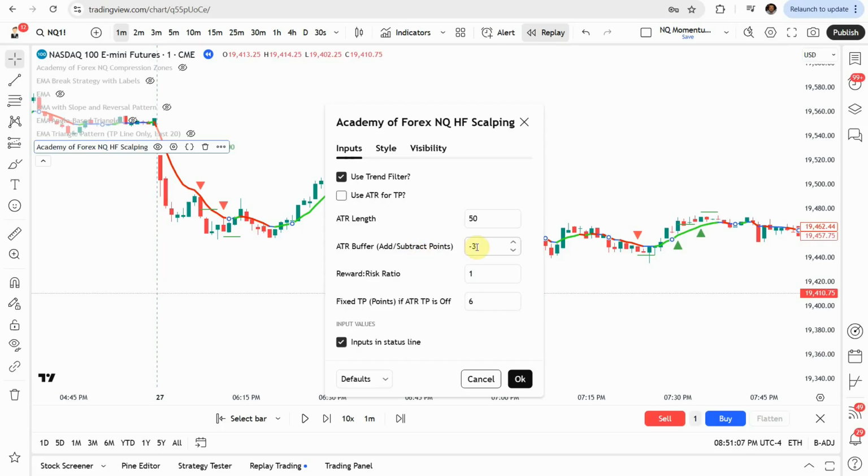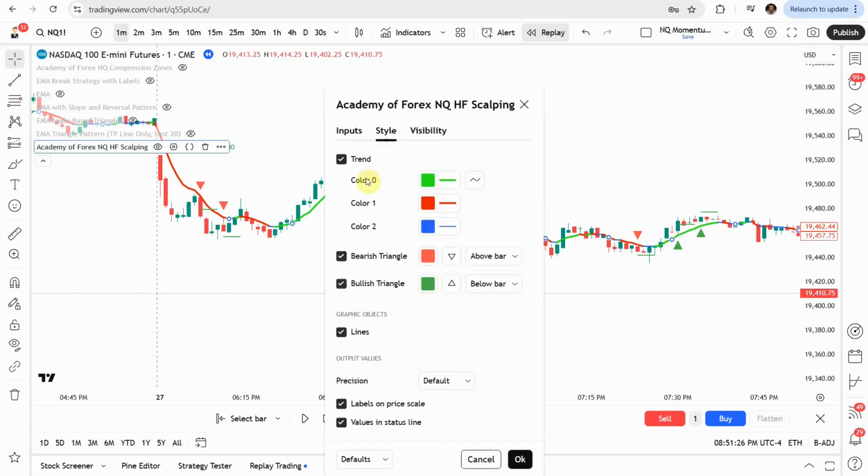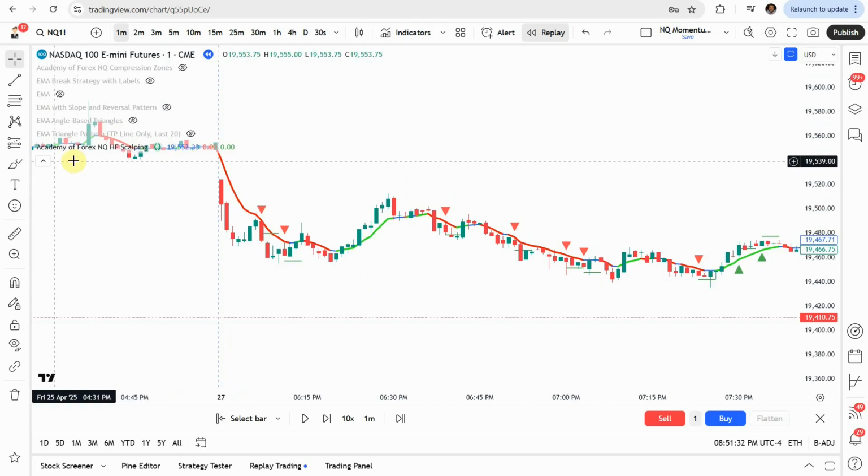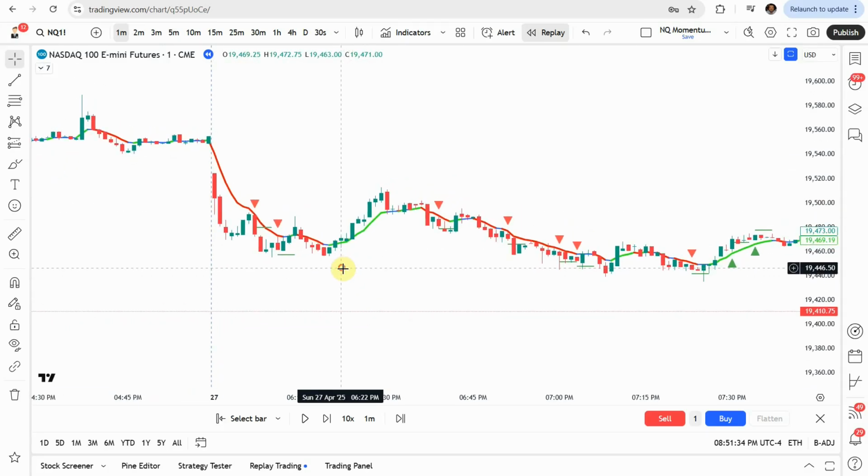But sometimes even with the 50 ATR, things get a little bit extended for my liking. So what I did was just set a 6-point scalp take profit with a 1-to-1 risk reward. Everything else, like I said, is just in styles, and all of it's default. You can just leave it on. Go ahead and click OK, and we'll take a look at the actual setup itself.